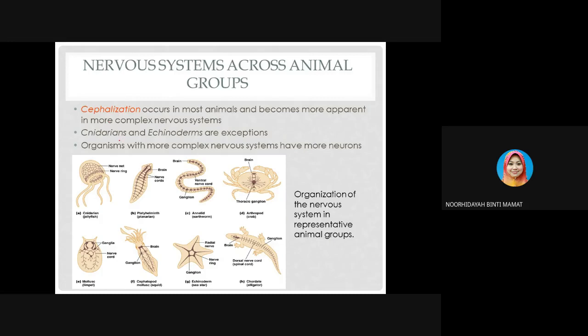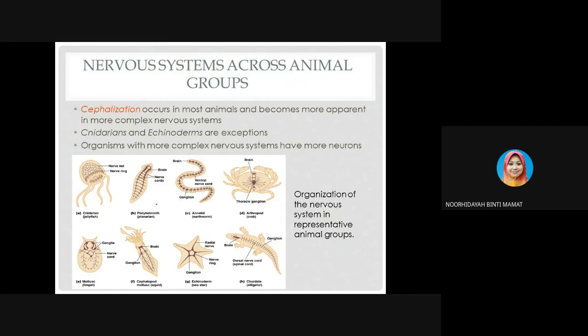But in the cnidarians and also echinoderms, there are exceptions. An organism with a more complex nervous system has more neurons. So these are examples of organizations of the nervous system in representative animal groups. For example, the cnidarians have a nerve net and also a nerve ring.